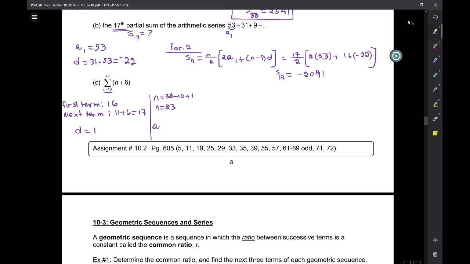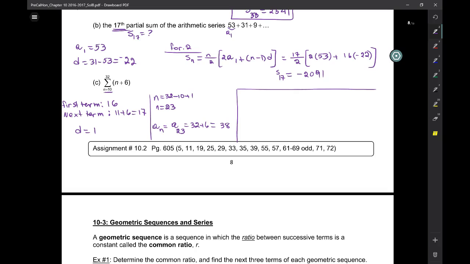So now, what's a_n? That's a_23, which is 32 plus 6, 38. We needed all this to find the sum. That's the last number. The last number is when n equals 32, right? So it's a_32. Oh, sorry. It's a_23. How many numbers are there in the series? There are 23. The first one is a_1. The last one is a_23. But it still counts as n equals 32.